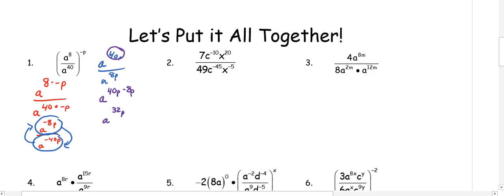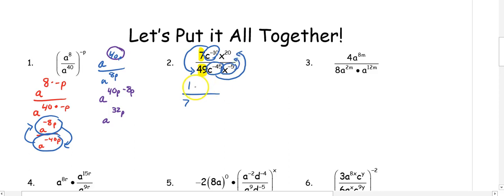In number 2, we have some numbers that right off the bat we can reduce. So we have 7 and 49. Both of those numbers are divisible by 7, so I'm going to have 1 over 7. Then notice we have some negative exponents, so we need to move those. So c to the negative 10th needs to move to the denominator. C to the negative 45th needs to move to the numerator. And x to the negative 5th needs to move to the numerator.